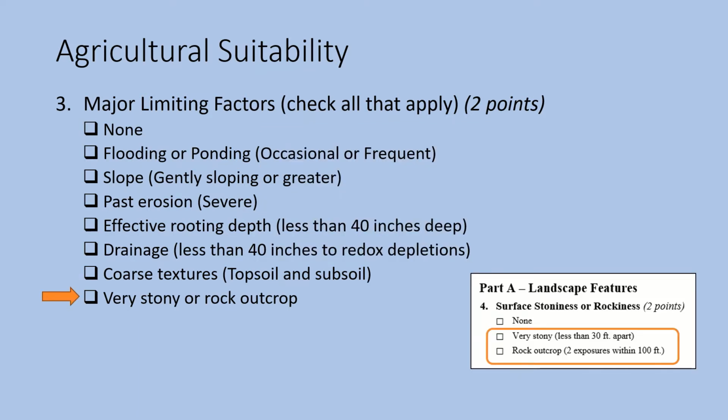And then at Part A, question 4, you looked at whether or not the surface was very stony or if there were rock outcrops. And if you identified either of those at the site, you would mark that as a limiting factor. Now, if you've gone through all of these limiting factors and none of them appear at your site, you would mark that none, showing that there's no limiting factors for agriculture here.